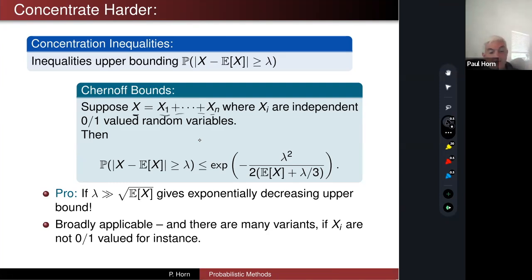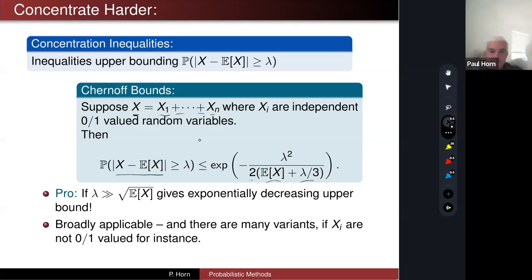Okay, sorry. I have a random variable that is the sum of a bunch of other random variables, where these are independent, and they're either 0 or 1. I don't actually need them to have the same distribution. Then what this does is it bounds how far I am from my expectation by something that decays like e to the minus lambda squared over 2 with the expectation, and some other term that is unfortunate but is there.